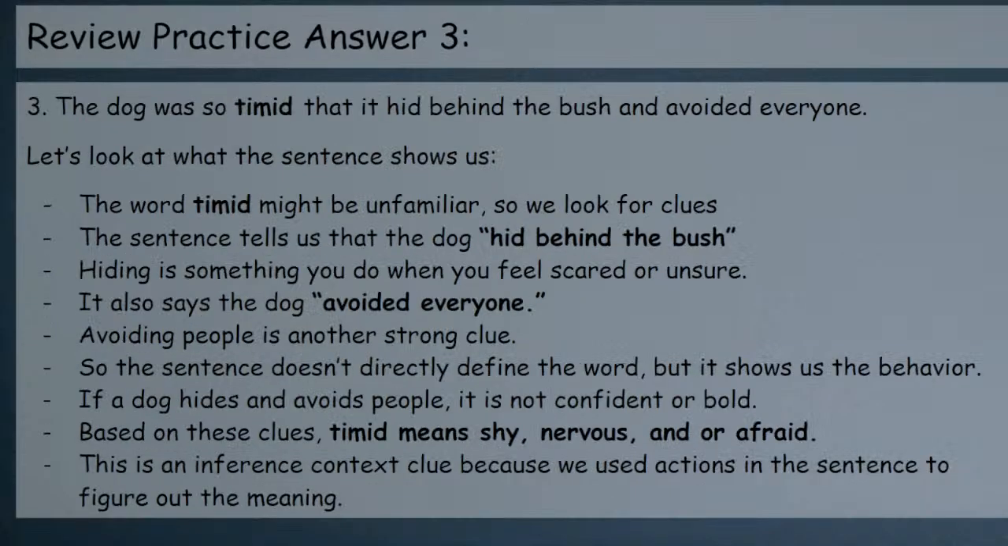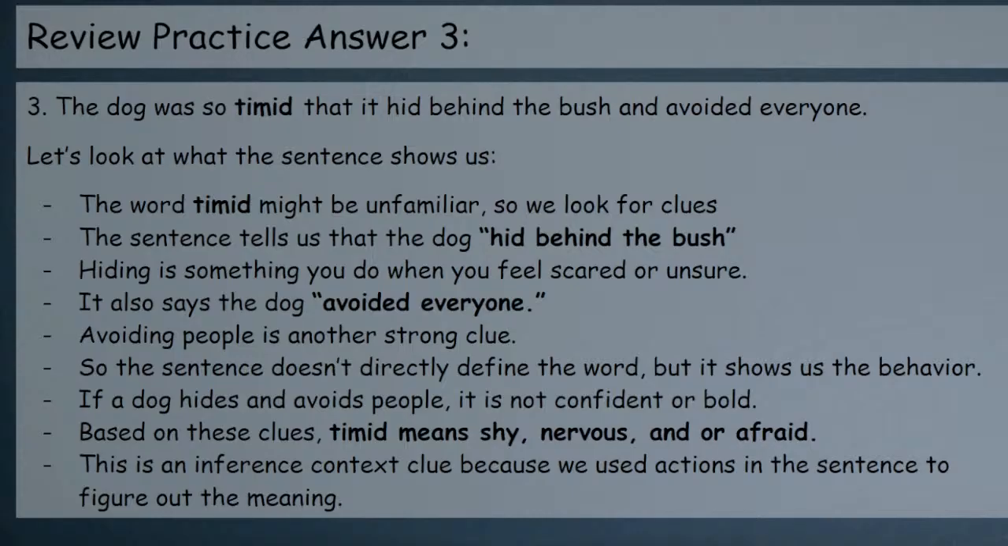This one is the sentence about the dog. Let's look at what the sentence shows us. The word timid might be unfamiliar, so we look for clues. The sentence tells us that the dog hid behind the bush. Hiding is something you do when you feel scared or unsure. It also says the dog avoided everyone. Avoiding people is another strong clue.